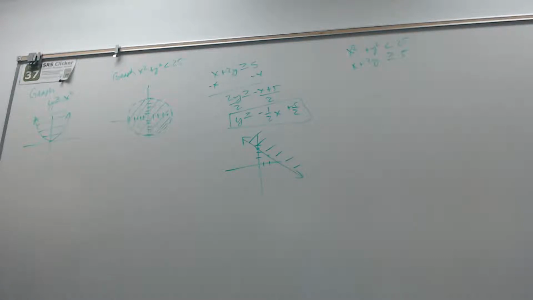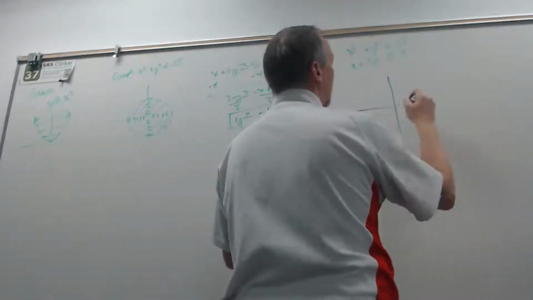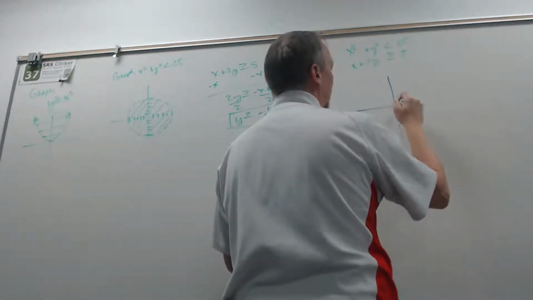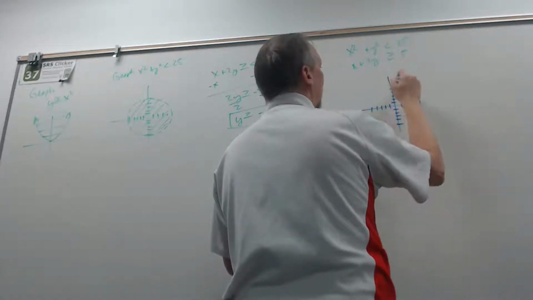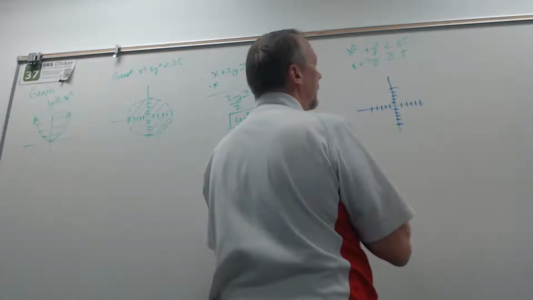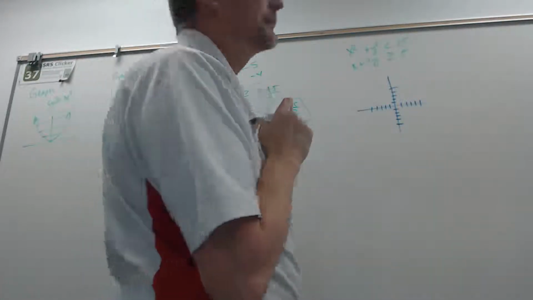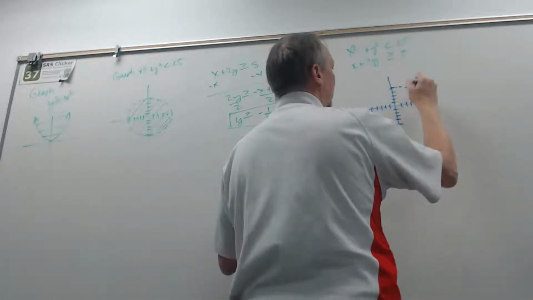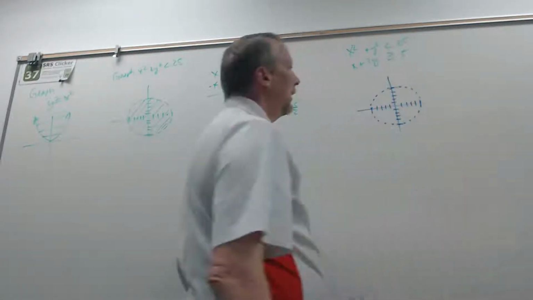Cameron, must be your turn. Yeah, so you graph the top one, it's a circle, with a radius of 5. Is it a dashed or solid circle? It's dashed. Dashed circle. Okay.